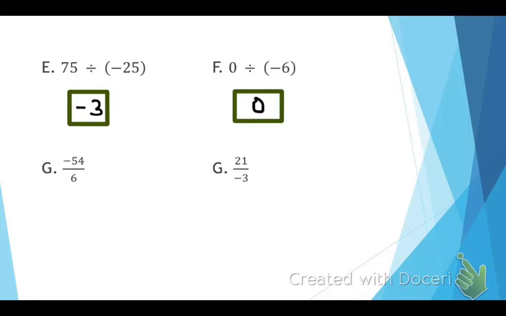Going on to the next one, Thomas, negative 54 divided by 6. Negative 9 is correct. And Hayden, final one, 21 divided by negative 3. Negative 7. Negative 7 is very good.